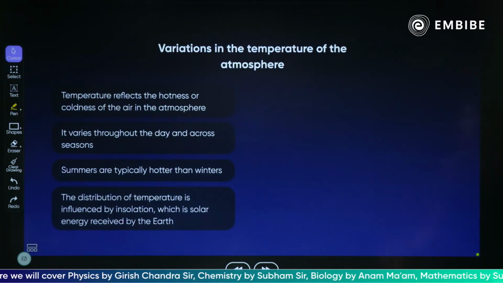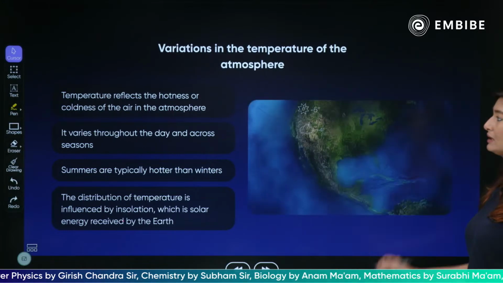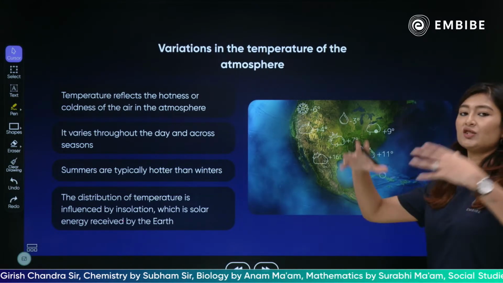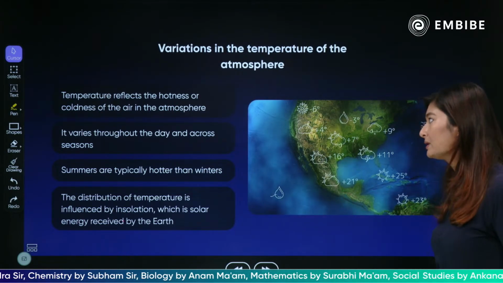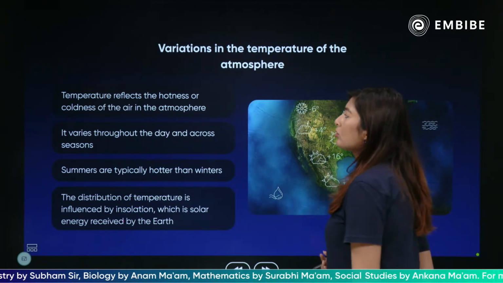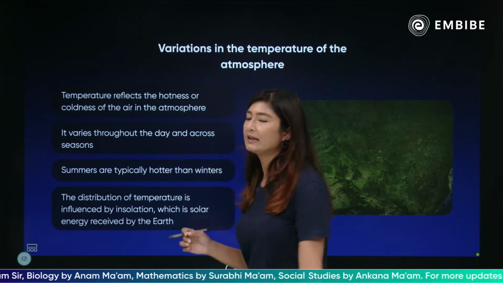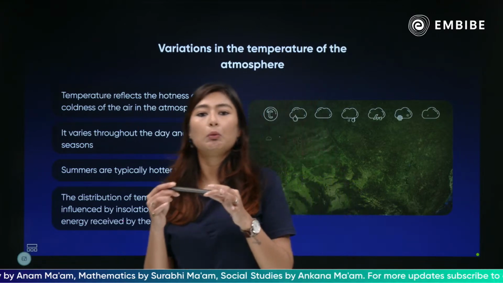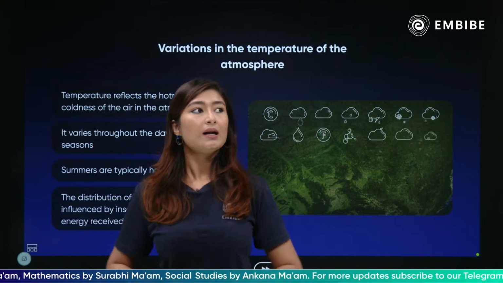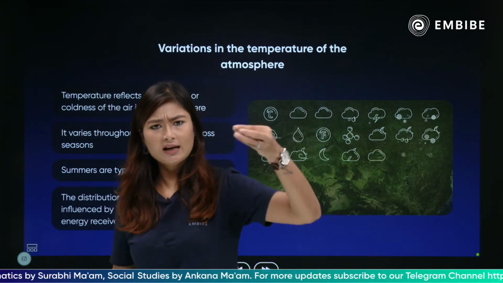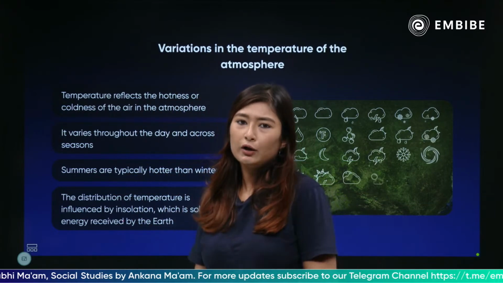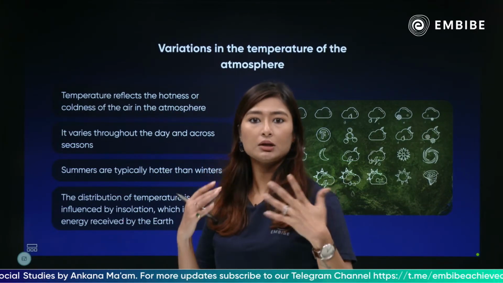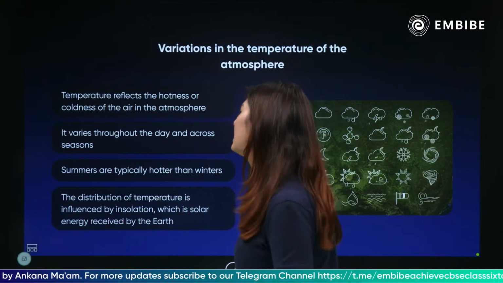Now, variations in the temperature of atmosphere. Okay, how does this change in the atmosphere actually happen? Temperature shows hotness or coldness in the air atmosphere. So you take a thermometer and then you measure, right? Is it hot? Is it cold? That is what is determined by temperature. Are you feeling chilly? Are you feeling hot? That is what the temperature is assessing.